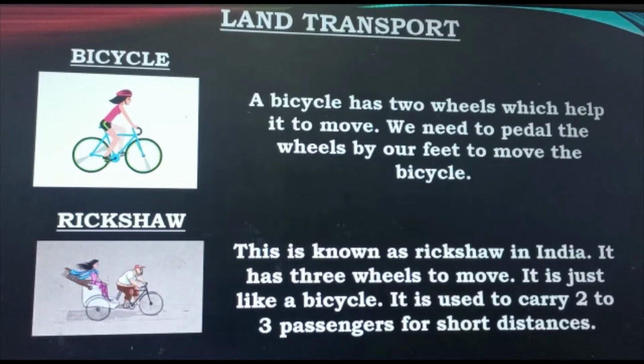Next comes the rickshaw. Well, a rickshaw is something which is not available everywhere. In India, basically, or maybe in a few Asian countries, you will find it. It has three wheels to move. It is just like a bicycle. It is used to carry 2 to 3 passengers for short distances. You cannot expect a person to carry you for longer distances, right? So if you have to just go to nearby shops, maybe a clothes shop or anything else, grocery shops, you can even afford a rickshaw when your bicycle isn't working. So these are basically the most important and cheapest modes of transport that you use for short distances.